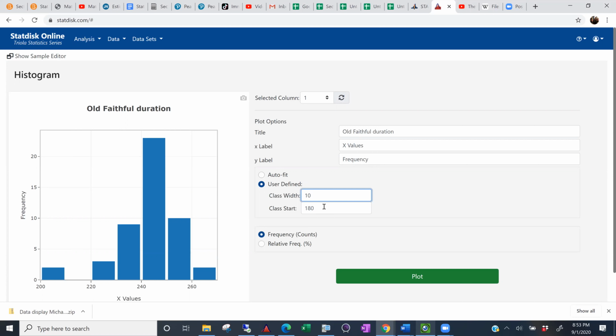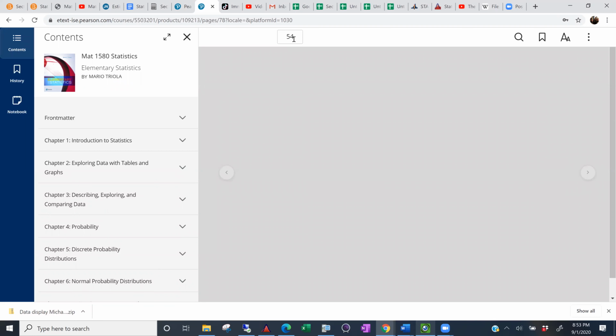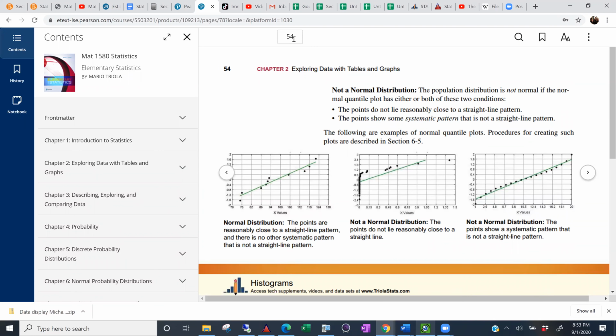Let's see, problem number 18. Now, one of the big things that we're going to have to do in this course is try and determine when something has a normal distribution. And for that, we're going to take a look at what's called a normal quantile plot. And we can start looking at that at page 54. So let me flip over to page 54 here. We'll jump up a little bit. And a normal quantile plot gives you a way to look at data and determine if it's a normal distribution.